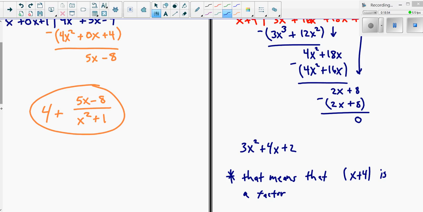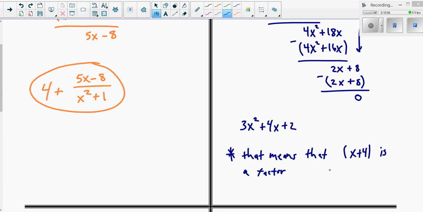That also means if x plus 4 is a factor, if you were to subtract 4, that means that x equals negative 4 is a solution. So that means if you were to graph that function, your function would hit at x equals negative 4. Okay, so anytime you get no remainder, it means that it actually is a factor of the polynomial. Okay, let's keep moving on.